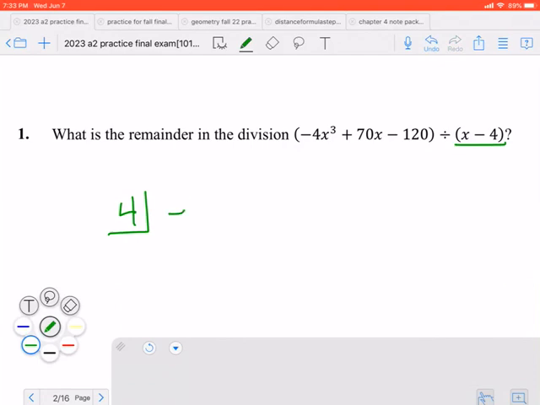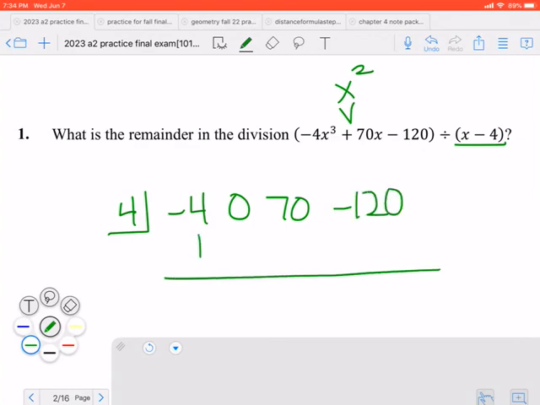And now I put the coefficients. It's missing an x squared term, so I've got to fill that in with a 0. 70, negative 120. We drop down the first one, and now we multiply. 4 times negative 4 is negative 16, and then we add.